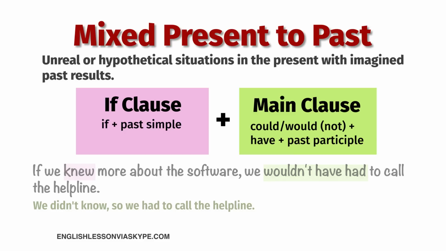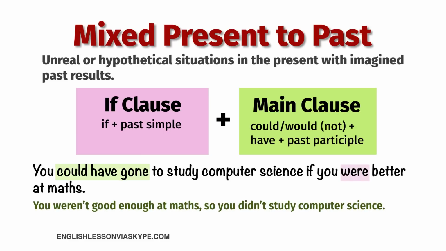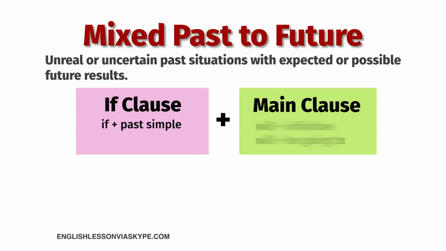We had no choice. You could have gone to study computer science if you were better at maths. So again, if you were better at maths, you could have gone to study computer science. The fact is, you weren't. And then the third one is to mix past to future conditional. So it's if plus past simple and then a future result, usually using will.